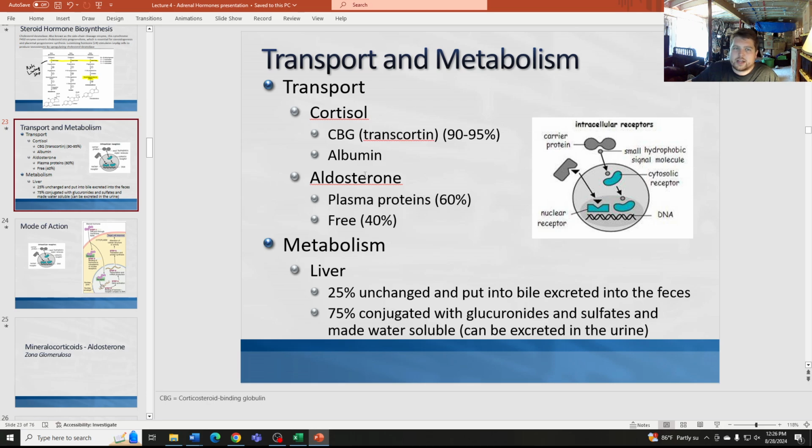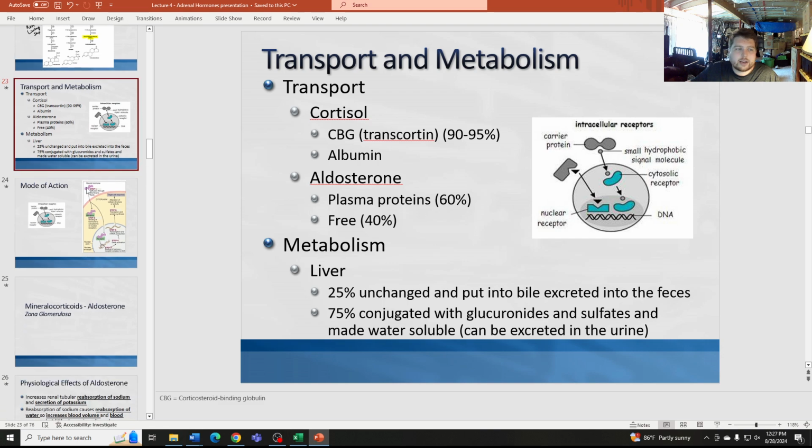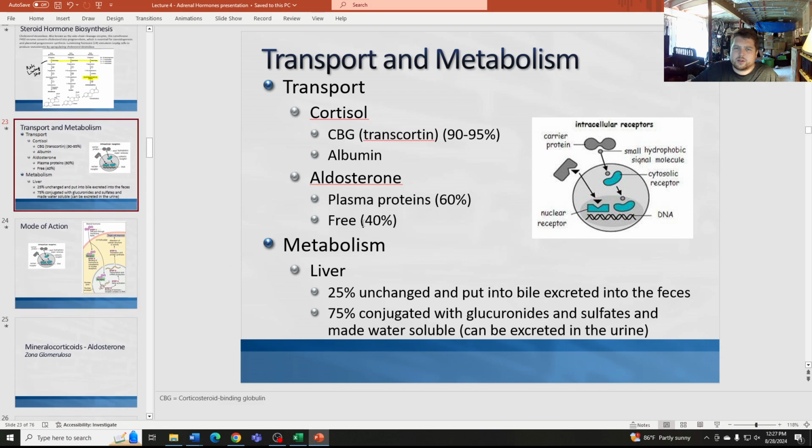Transport and metabolism, transporting cortisol and aldosterone. Cortisol has a corticosteroid binding globulin known as transcortin, which binds most of the cortisol. Otherwise, it binds to albumin. Aldosterone binds to plasma proteins and then is free in the plasma. And metabolism, the liver is responsible again for binding and breaking these down, and either putting them into the bile, or they can be excreted into the urine as well once they've been conjugated. So this is just a little bit of an overview slide. We'll get into a little bit more of the specifics when we talk about each hormone individually.